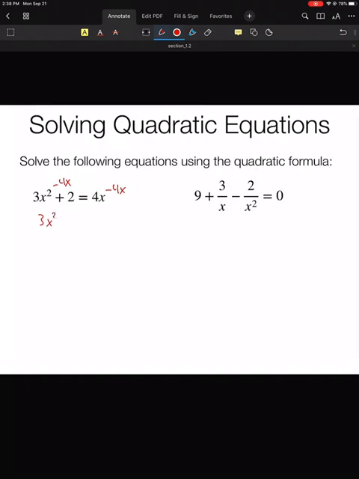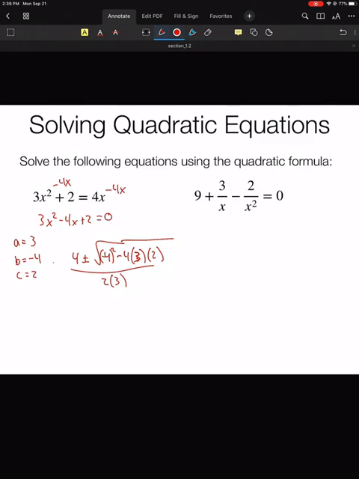Okay, move it over. And I get 3x squared minus 4x plus 2 is equal to 0. I'm going to move through this one even more quickly just to save time, so you don't have to watch all this. A is equal to 3, B is equal to negative 4, and C is equal to 2. So I get 4 plus or minus the square root of negative 4 squared minus 4 times 3 times 2, all divided by 2 times 3.